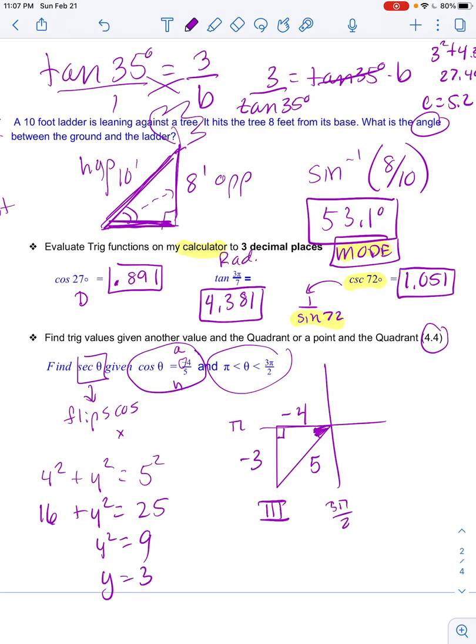Now, from this angle, this is now my opposite, adjacent, hypotenuse. So since I'm going to be flipping over cosine, which is usually adjacent over hypotenuse, the secant is going to be the hypotenuse over the adjacent, or you could type it as -5/4.